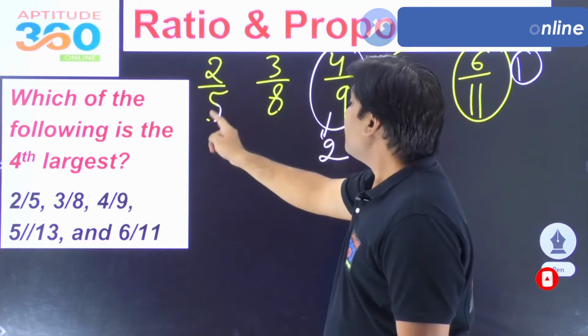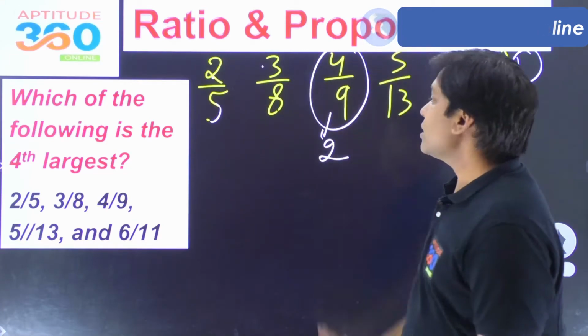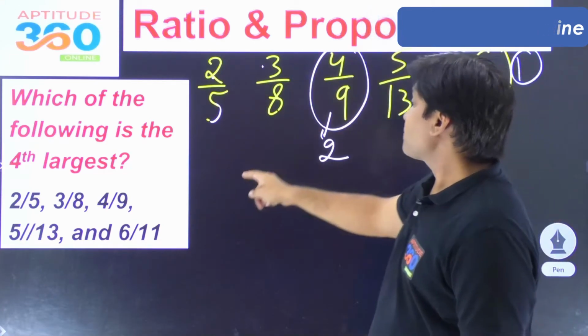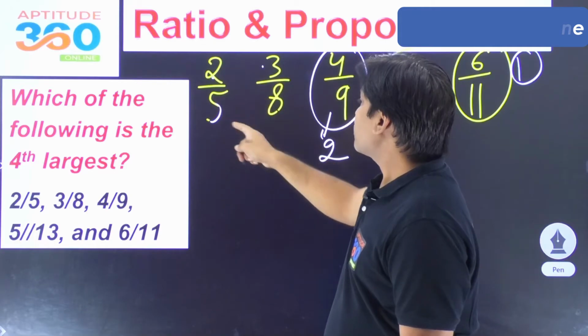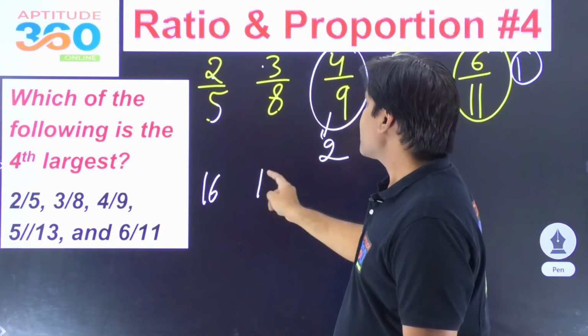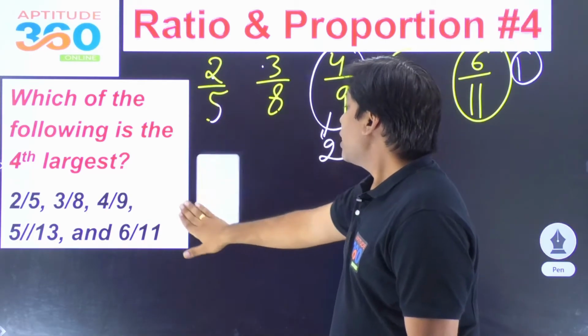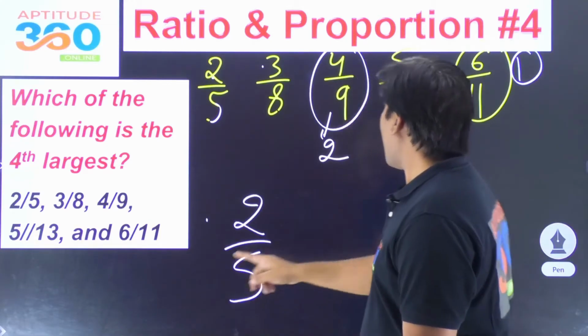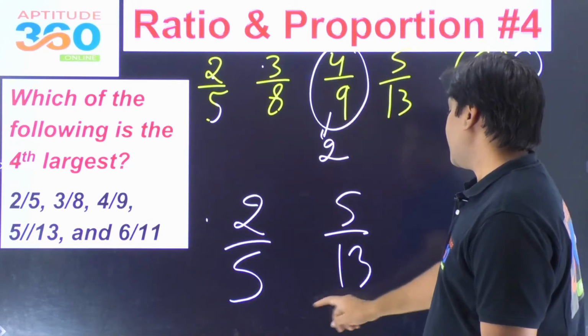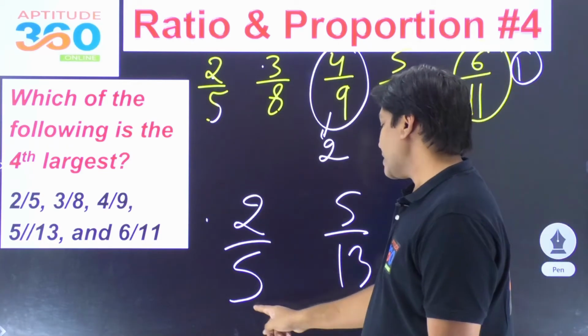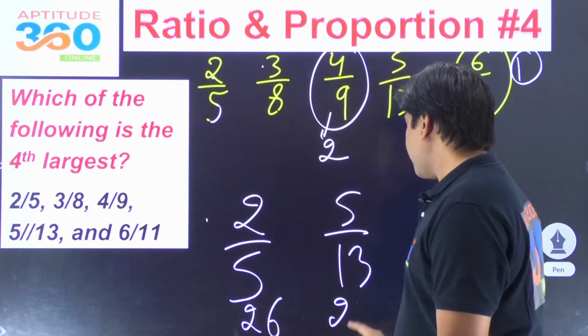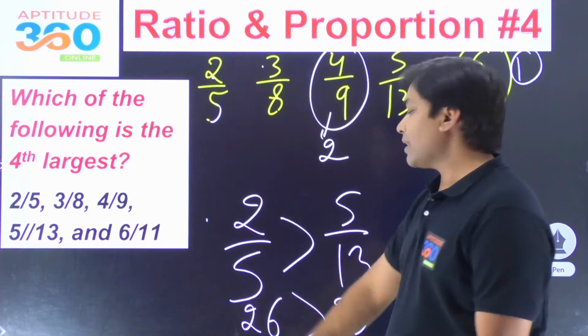Now we are left with 1, 2 and these three values. So out of these two values, now you know which is bigger. This is 16 and this is 15. So obviously 2 by 5 is bigger, and then you have got 5 by 13. So 13 into 2 is 26, and this is 25. 26 is bigger than this value.